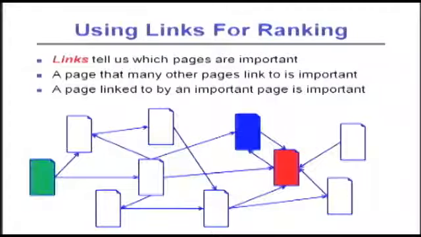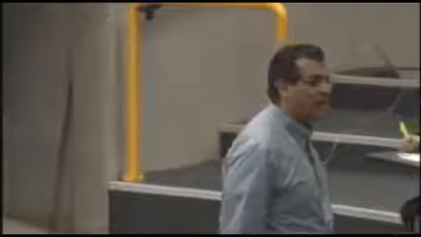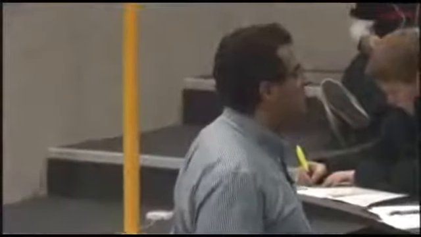So basically the idea is that when a page links to another page, the page that's doing the linking is voting for the page that's linked to. And the more pages voting for you, the more important you become. And when an important page votes for you, you also become important. So this gives rise to an algorithm called PageRank. And PageRank is the basis of the ranking done by Google.